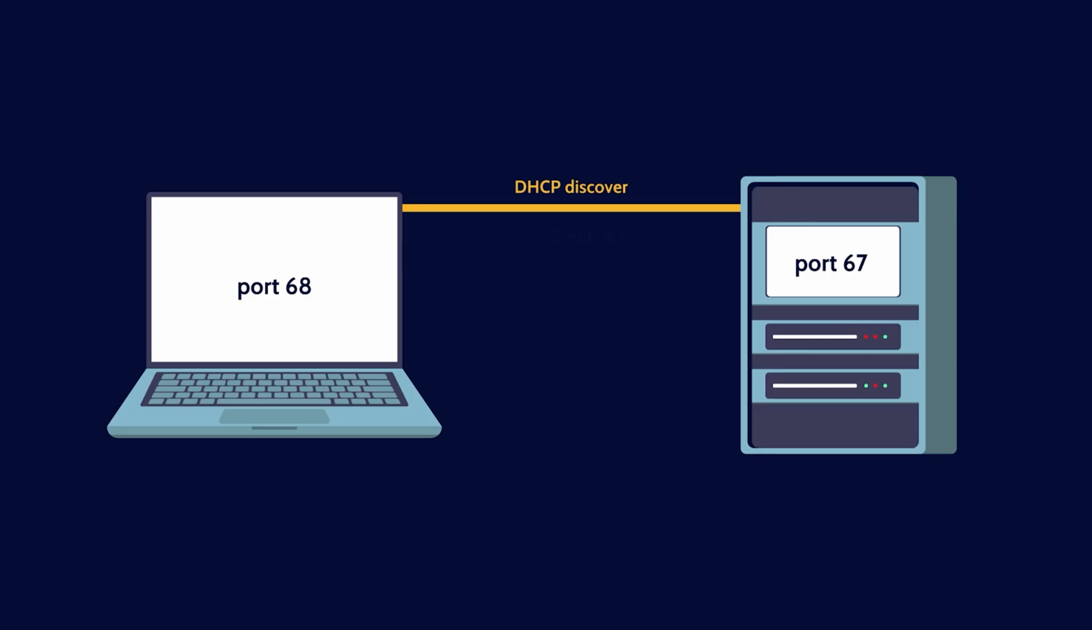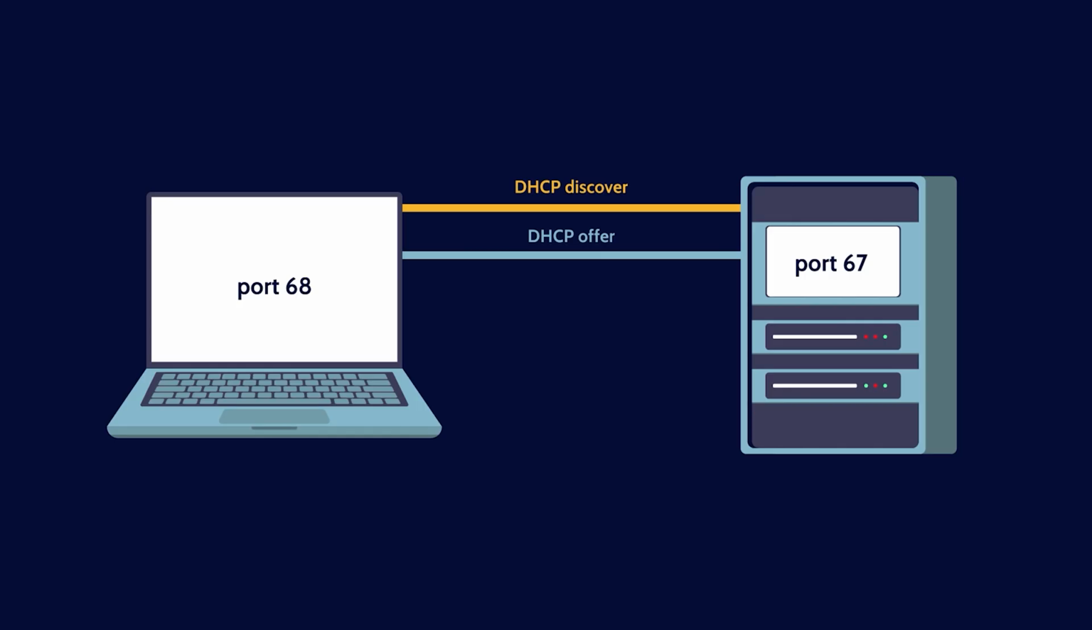Upon receiving the discovery message, the DHCP server responds with a DHCP offer, which contains an available IP address along with the subnet mask, default gateway, and DNS server settings. The server essentially says, here's an IP address you can use. This offer is sent back to the client on port 68.